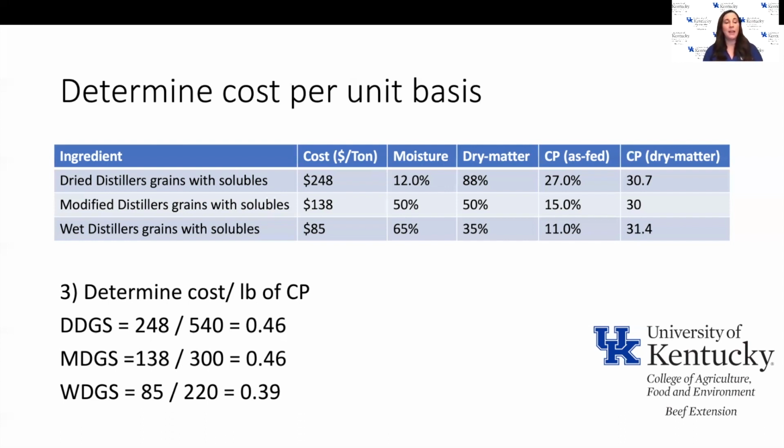You can see that for modified distillers grains, we actually get the same number. And then for wet distillers grains, it's a little bit cheaper at 39 cents per pound of crude protein on a dry matter basis. So again, you would do this for each of your ingredients or each of your sources so that you get to this final number and you can make a good comparison.